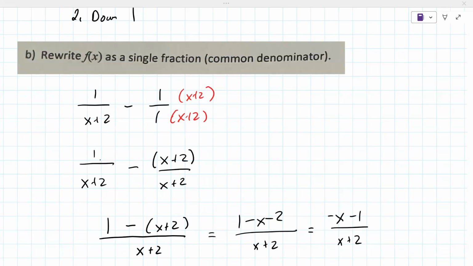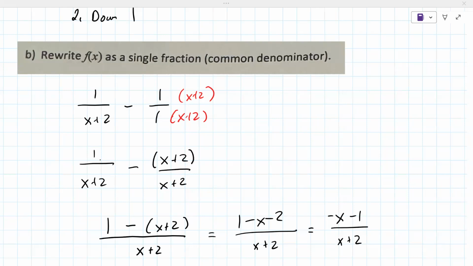Let me just get that down. Here we go. All right. Now what is part C asking for? Part C is asking, how would you find the x-intercept?